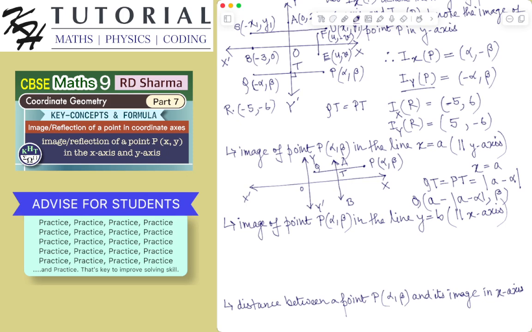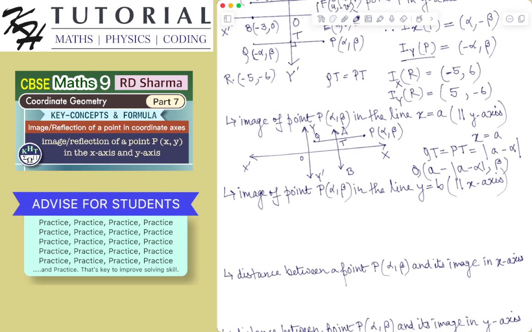Similarly, now this was the case. In this, the abscissa of the point Q is A minus the absolute value of A minus alpha, because the point P is to the right hand side of the line AB. If the point P was to the left hand side of the line AB, then it would have been A plus the absolute value of A minus alpha, comma beta.